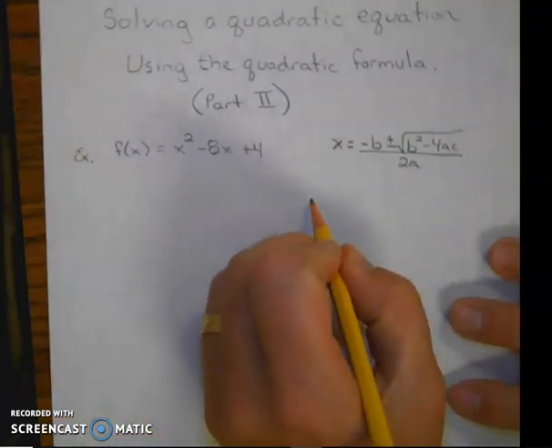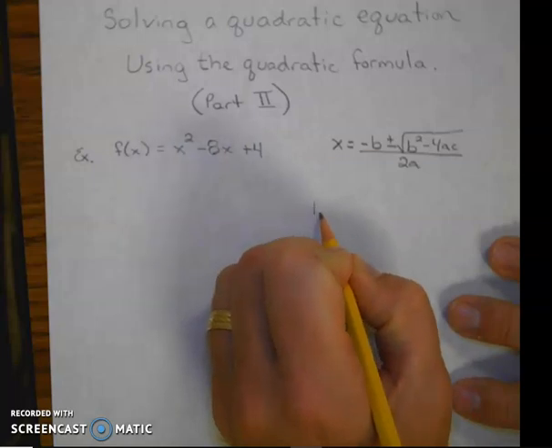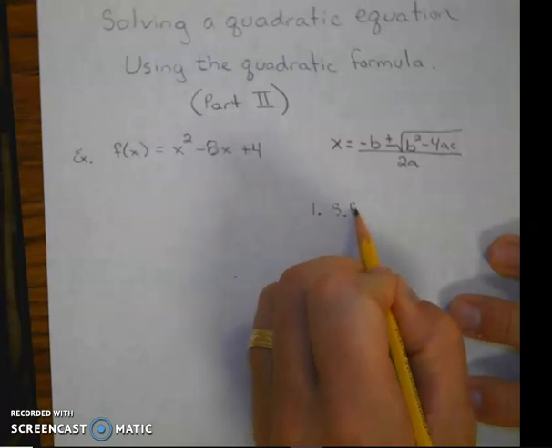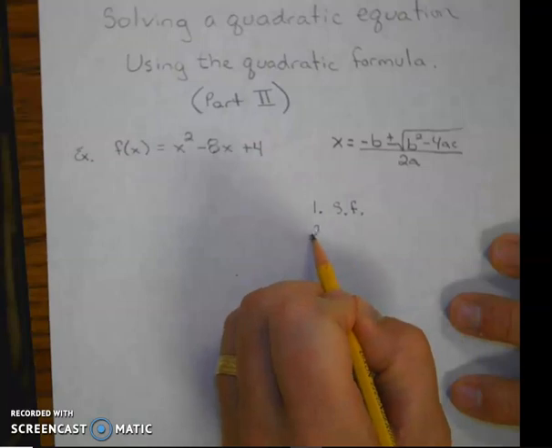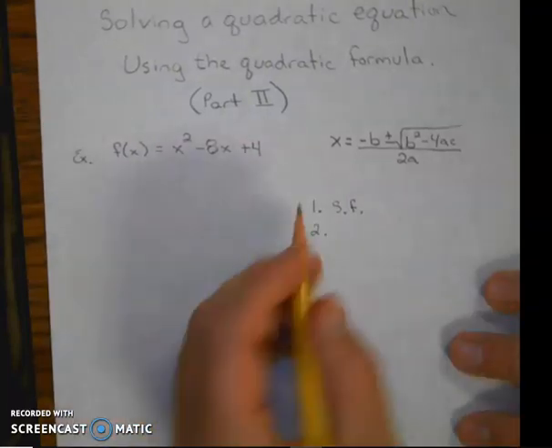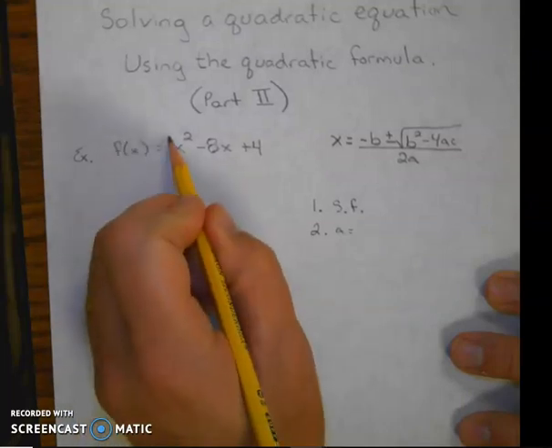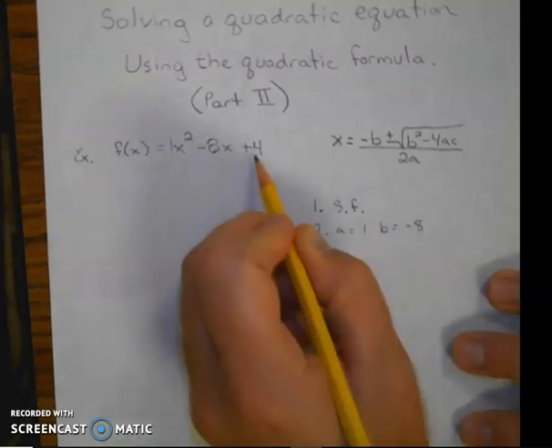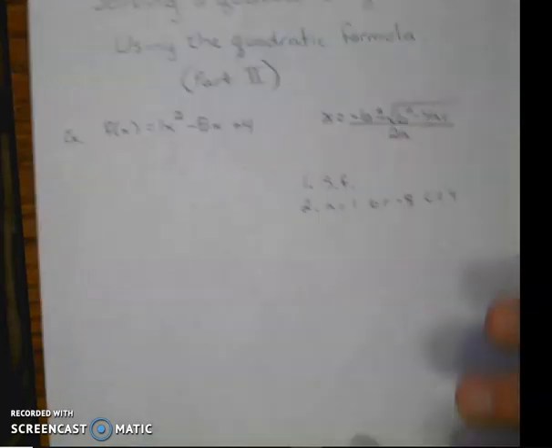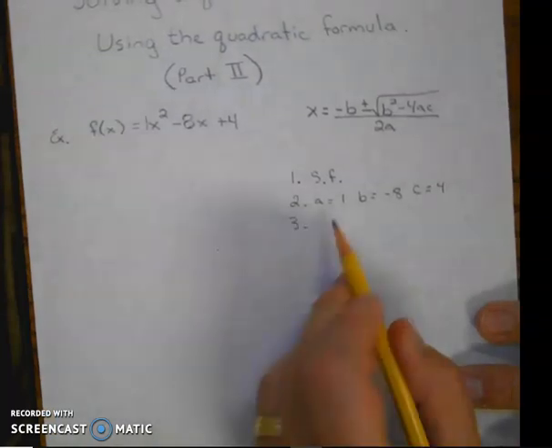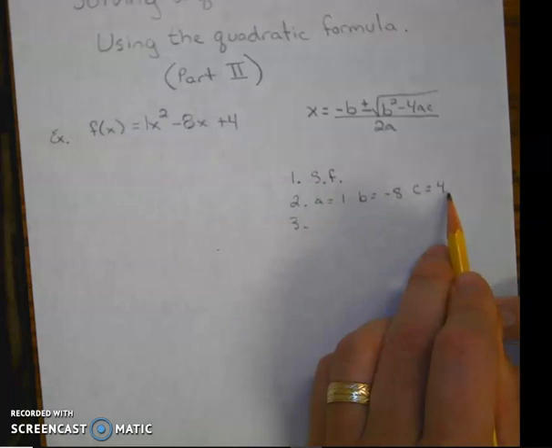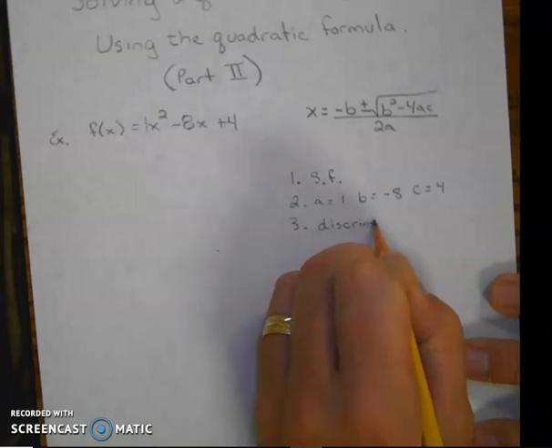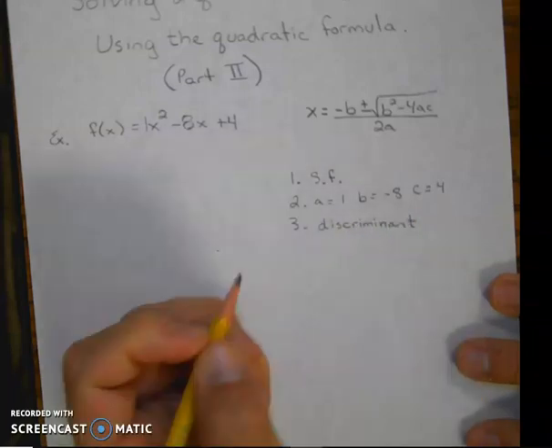So our success criteria, step 1, remember, is to make sure we're in standard form. I'm going to go ahead and abbreviate here, standard form. Step 2, we're going to identify our a value, which is the coefficient on the x squared, our b value, and our c value. Step 3, we're going to go ahead and substitute those in and determine the discriminant. So let's do that first.